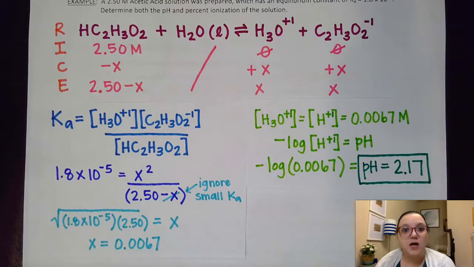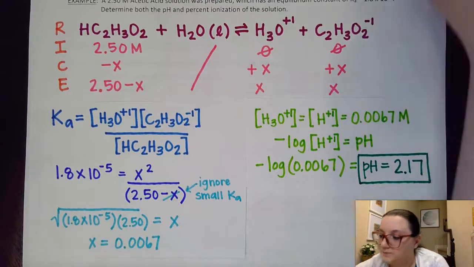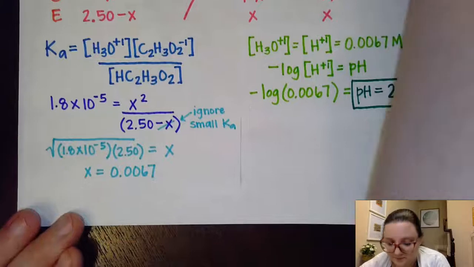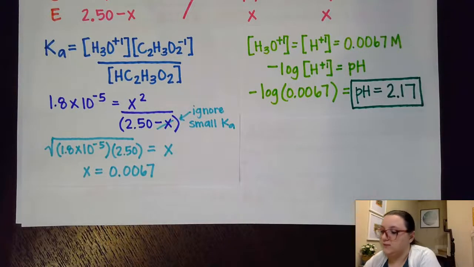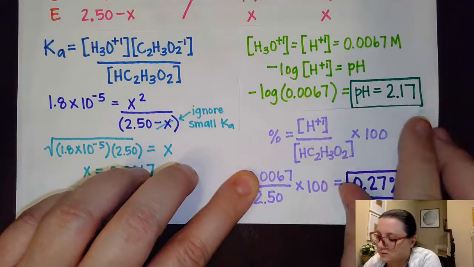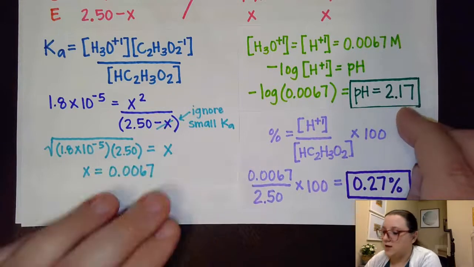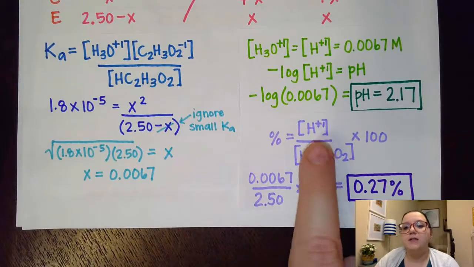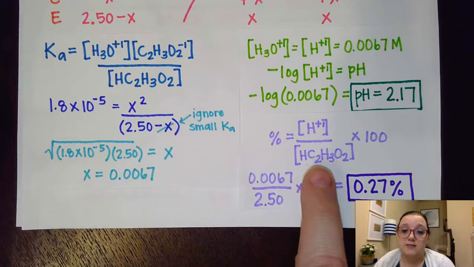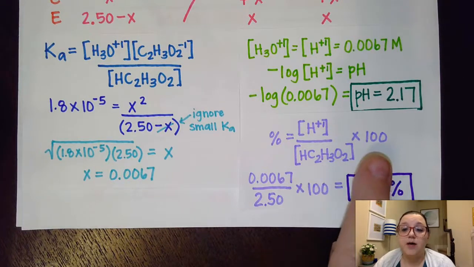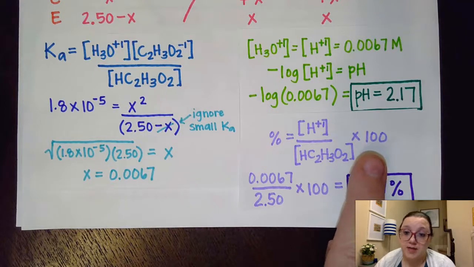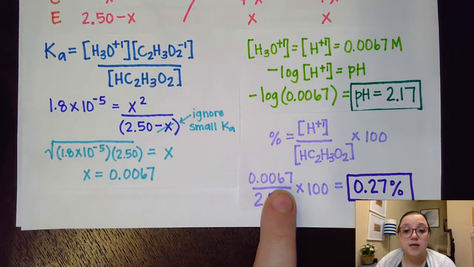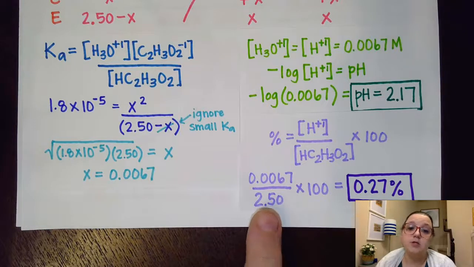So now that I have pH, I can also solve my percent ionization. So to do that, the formula we would use, since this was an acid, is that we would take our H+ concentration, divide it by the original acid concentration, and times it by 100 to get that fraction into percent. So my 0.0067, I would divide that by the original concentration of 2.50 that I had, multiply by 100, and then therefore that would get me my percent ionization of 0.27%.